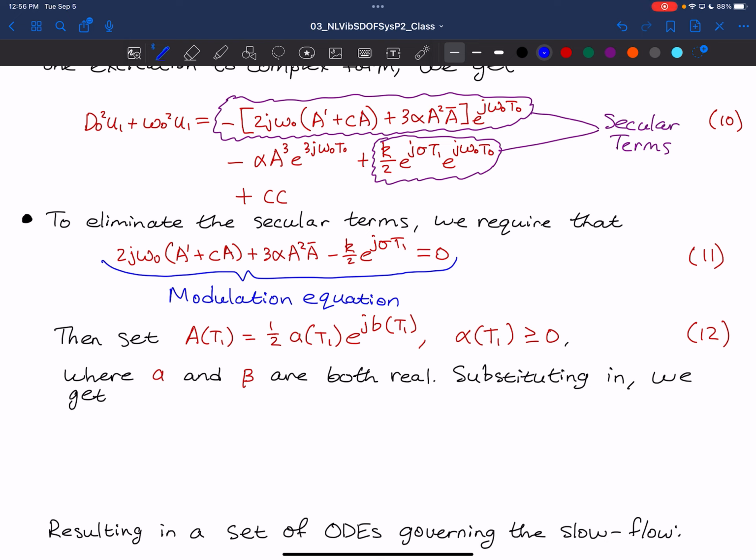You mind explaining why those terms are secular? Sure. These terms are secular because they're multiplied by e to the j omega 0 T0. Isn't that term, the one that is not secular, also has that term? This term has a 3 in the front. So this is forcing at 3 times the fundamental frequency, whereas these two secular terms are forcing at the fundamental frequency. And that's what's creating this resonance.